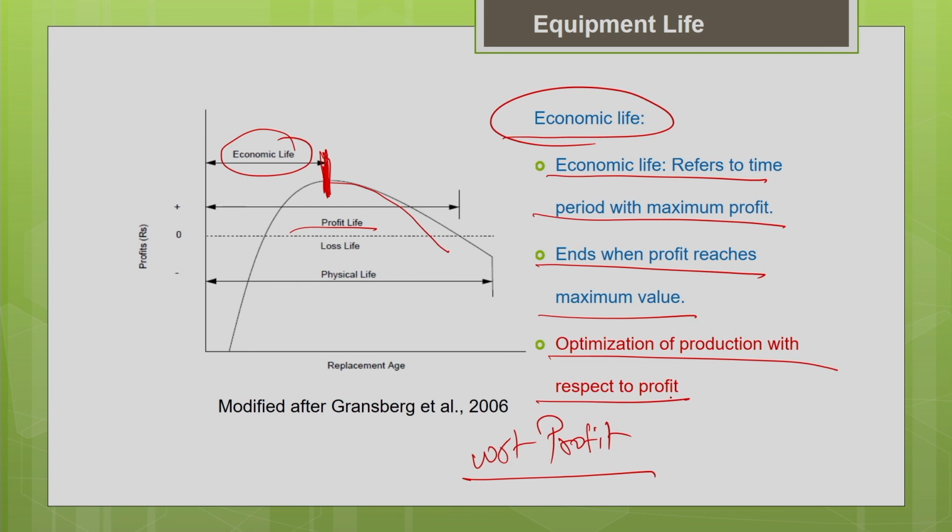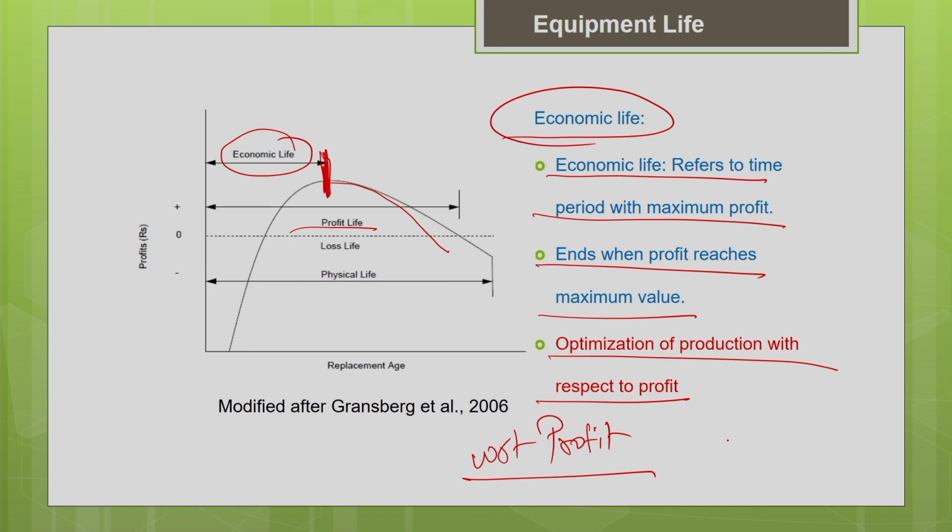The same economic life I can discuss with respect to cost. In that case, the graph will be inverted. Whenever the cost is minimum, so this is the cost curve, the total cost curve, that is the time period when I have to replace the machine. I don't want to hold my machine beyond the particular period where the total cost associated with the machine is going to increase. So I don't want to hold it beyond the economic life. Whenever the cost is minimum, I will replace my old machine with the new machine. So these are the different approaches.